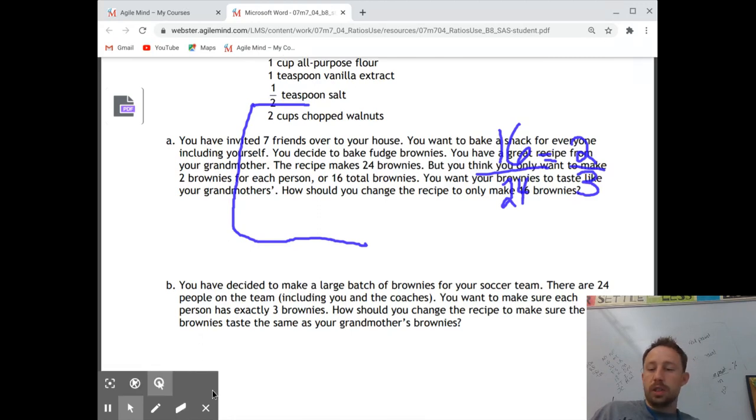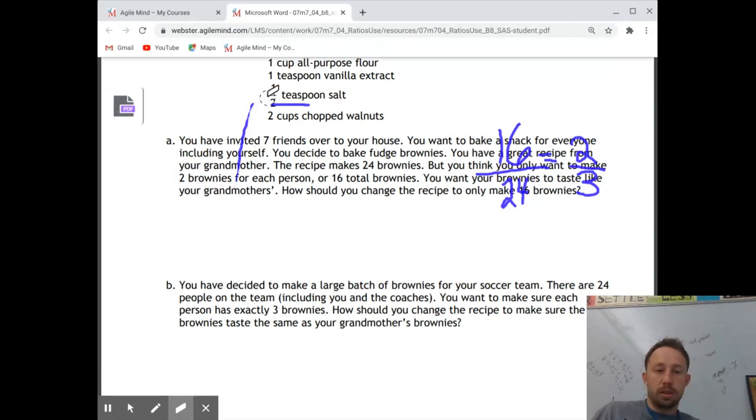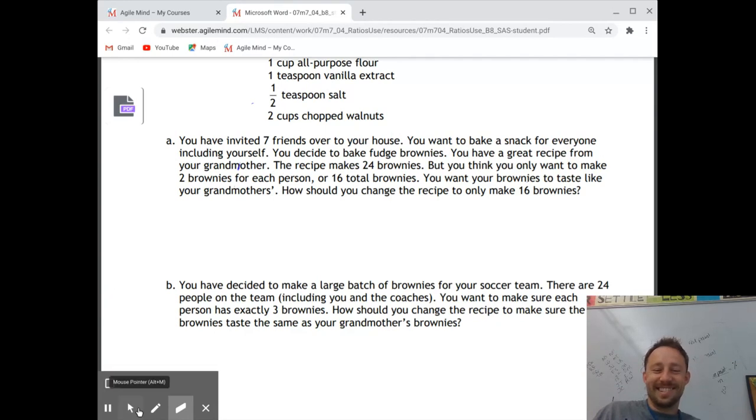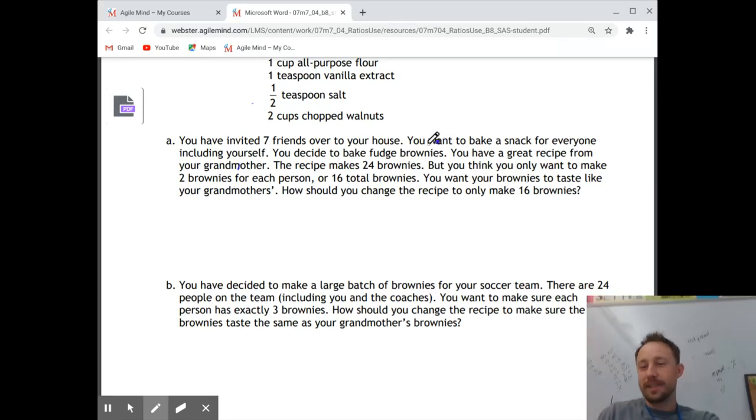Read question B for us, Chandrik. You have decided to make a large batch of brownies for your soccer team. There are 24 people on the team, including you and the coaches. You want to make sure each person has exactly 3 brownies. How should you change the recipe to make sure the brownies taste the same as your grandmother's brownies? I think they were impressed by your deep voice, man. All right, here we go.